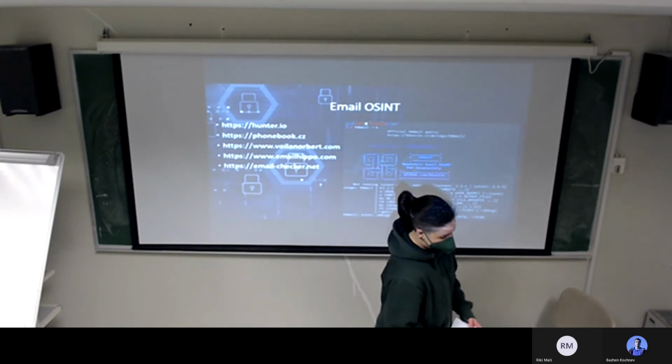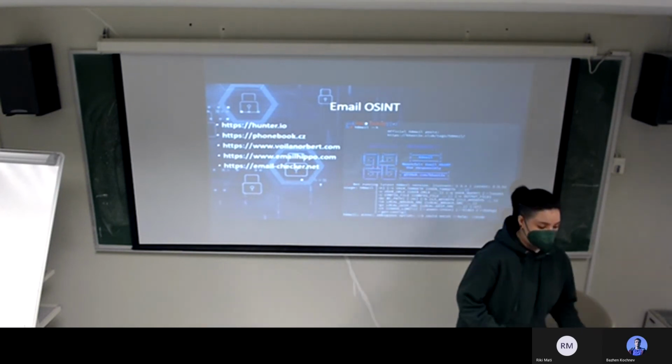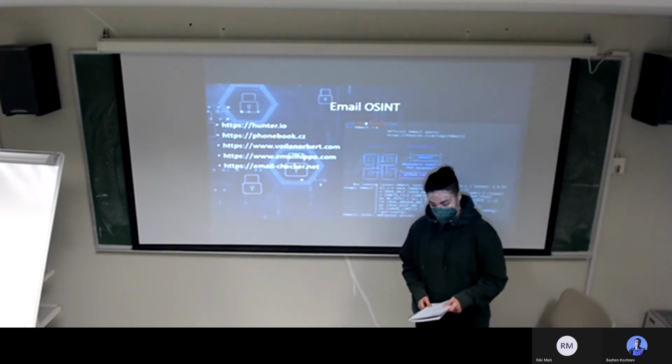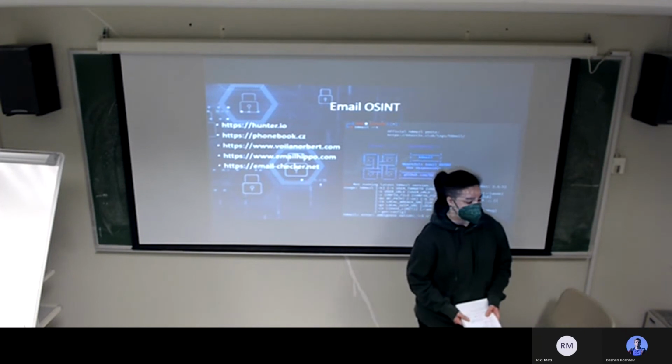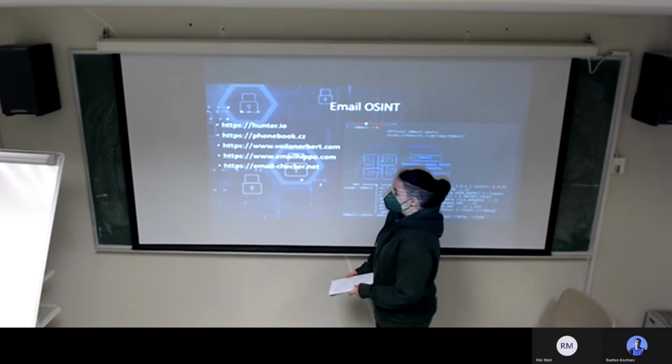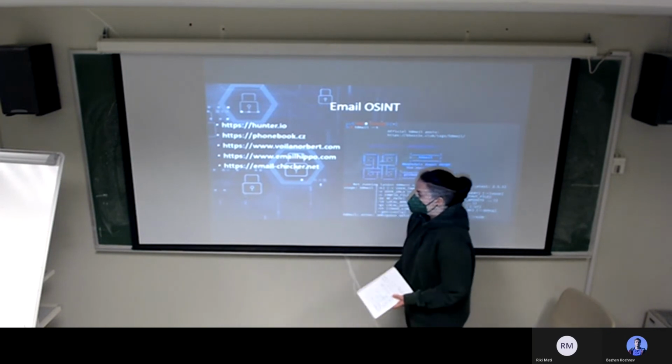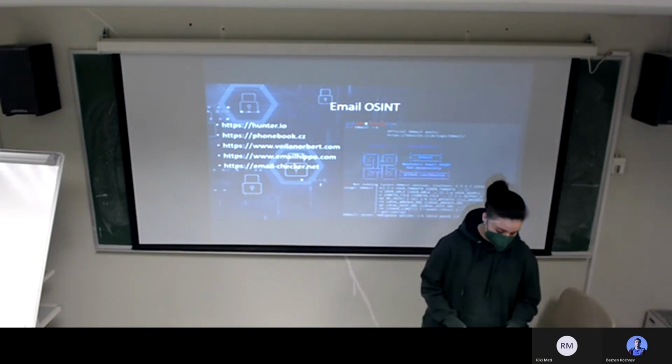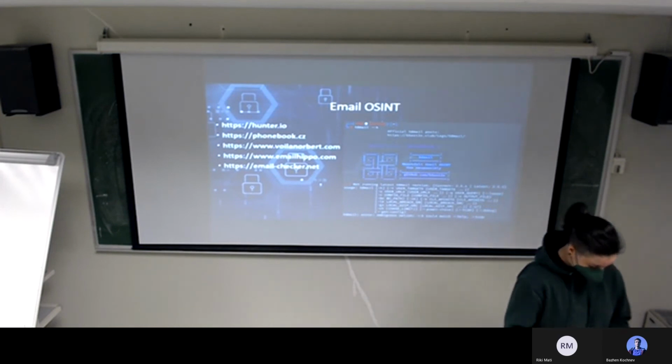So yeah. Email OSINT, this is basically hunting down emails, either to companies, specific individuals, or just checking if an email is valid. Because let's say you found an email and you don't know if this email actually exists. This is how you search it.